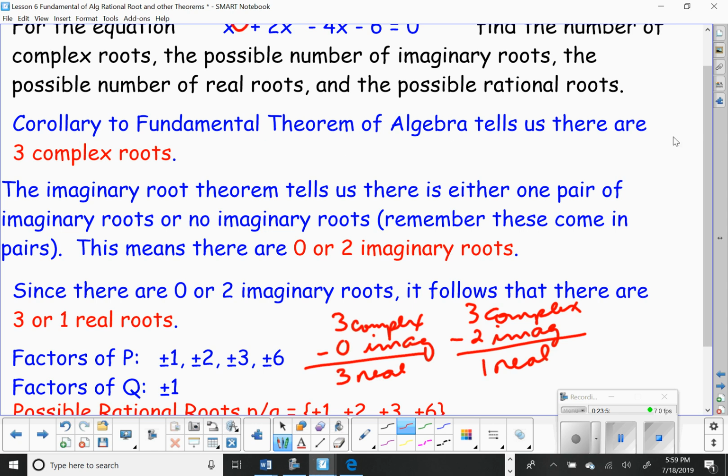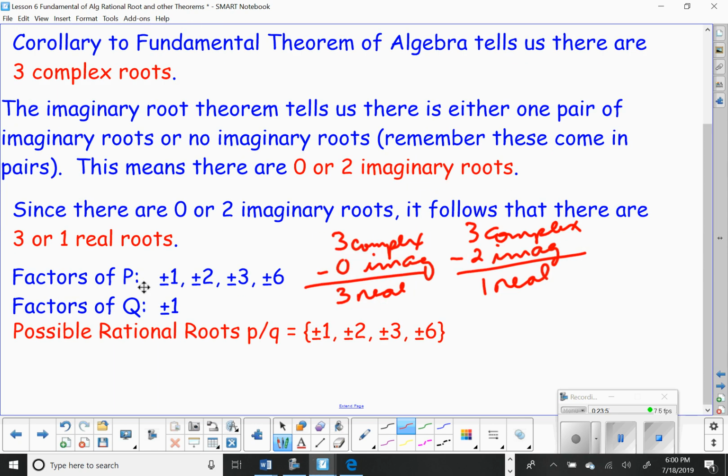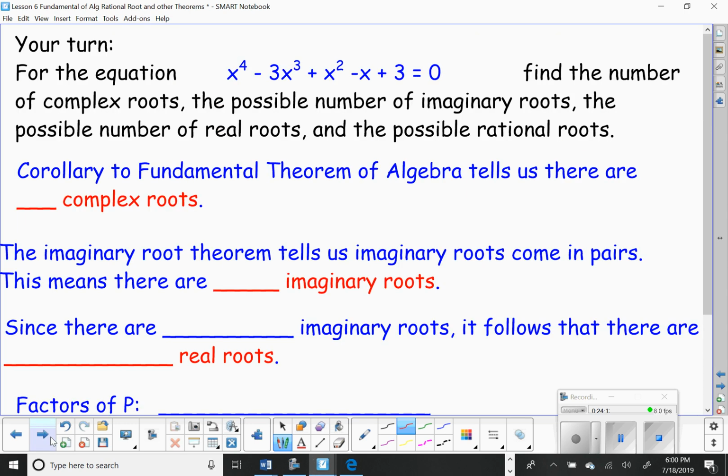Now, to find the possible rational roots, we find all the factors of p and the factors of q. The possible rational roots, 1 over 1, 2 over 1, 3 over 1, 6 over 1, and you must include the pluses or minuses. That's it. All right, here's one. Pause the video and try filling in the blanks.